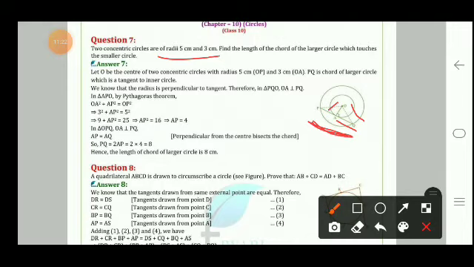So this perpendicular, as we know, the perpendicular from the center bisects the chord, so it means the length of PQ is double the length of AQ or AP. So that will be 2 into 4, which is equal to 8 centimeter. So the chord of the larger circle is 8 centimeter.